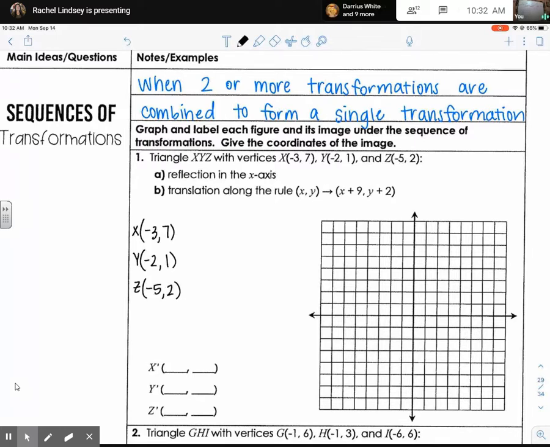Okay, so on that first one, I'm going to go ahead and graph my pre-image. So I'm going to graph the triangle XYZ where it starts. It starts at -3, 7, -2, 1, and -5, 2. Make sure you label those points.